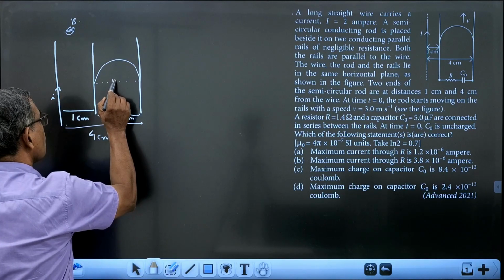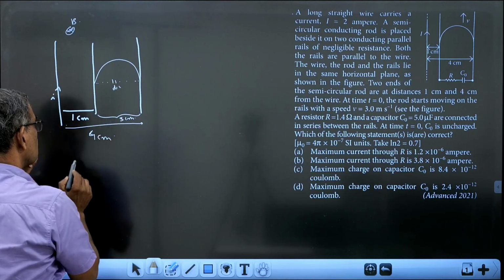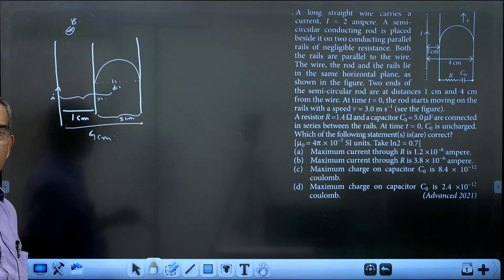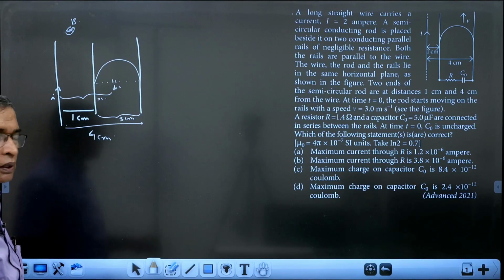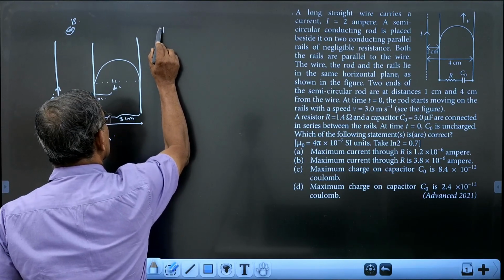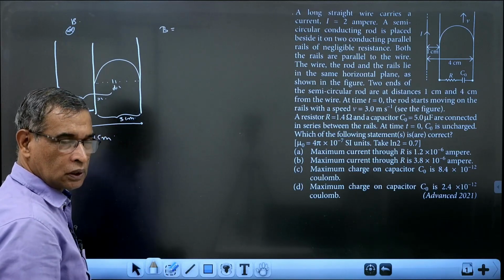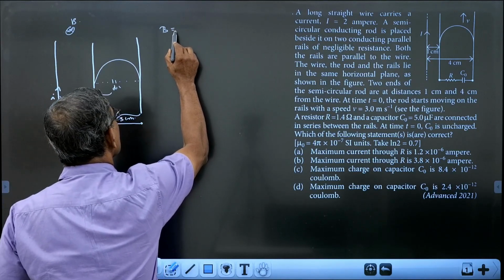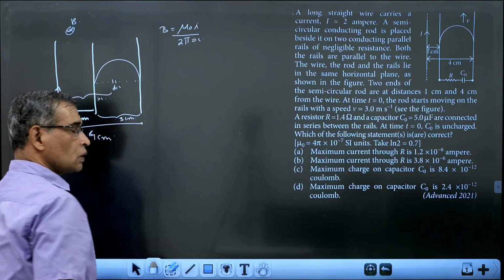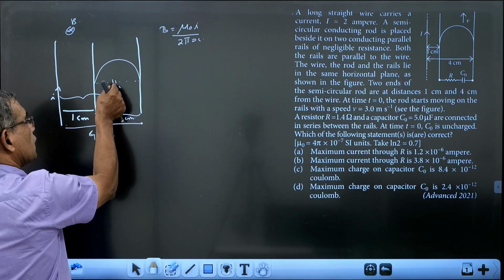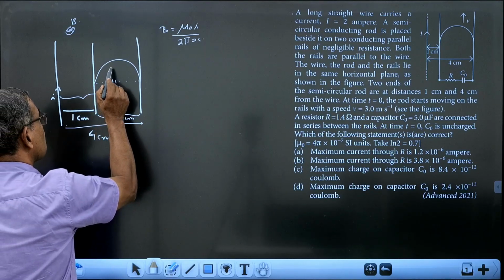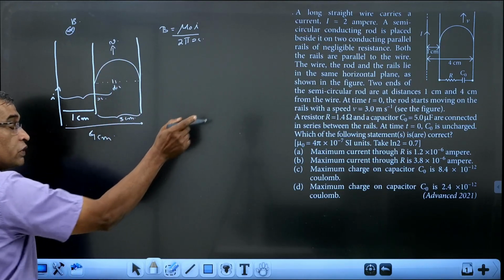Consider a small segment of length dx at a distance x from here. Afterwards, we can calculate the magnetic induction produced there by this current carrying conductor. The magnetic induction at that point is given by B equal to mu0 I by 2 pi x. Now our conductor element of length dx moves perpendicular to the magnetic field with velocity V. The value of V is given there.